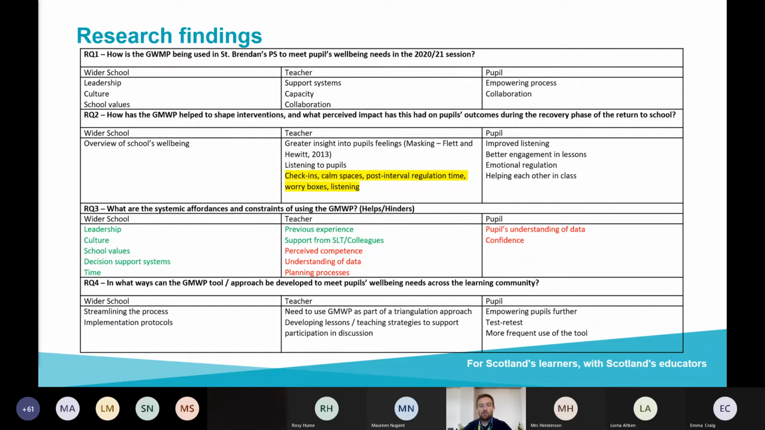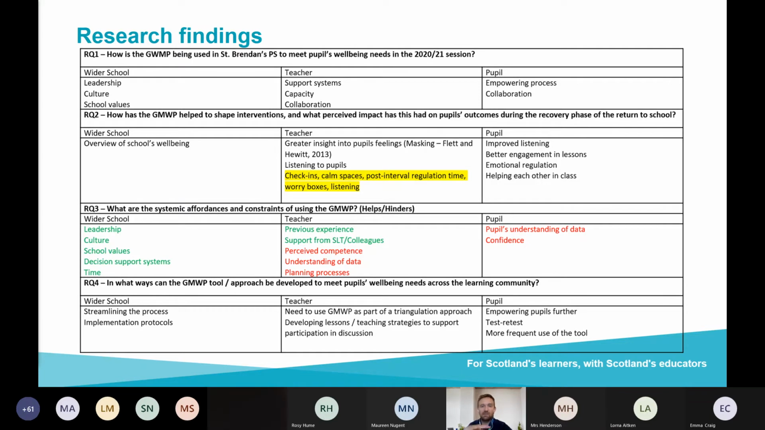Some of the things that the pupils suggested, which were acted upon, were regular check-ins, calm spaces, post-interval regulation time, worry boxes, and also a real focus on classes supporting each other with listening skills. And when we asked pupils and staff what they felt had changed, during the August to December period they noticed that pupils showed improved listening to each other, that there was better engagement in lessons, and that classes became better at regulating their emotions and helping each other out in class.